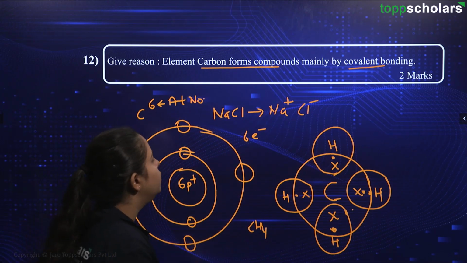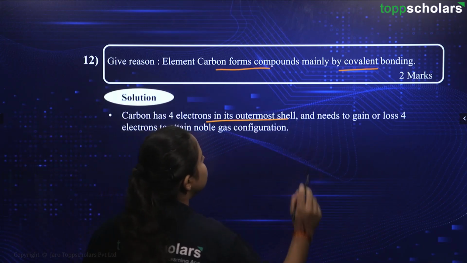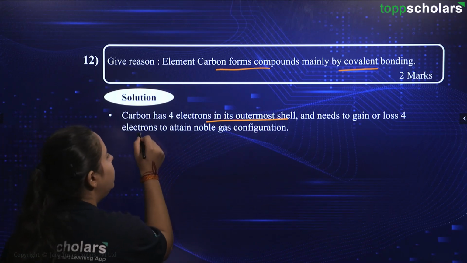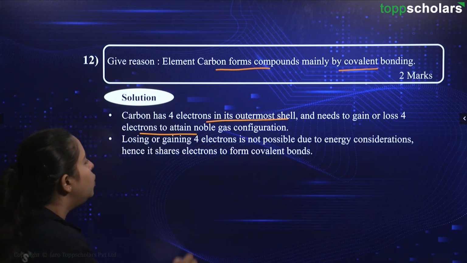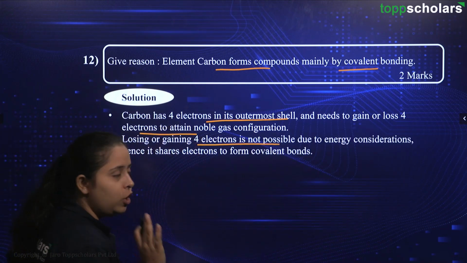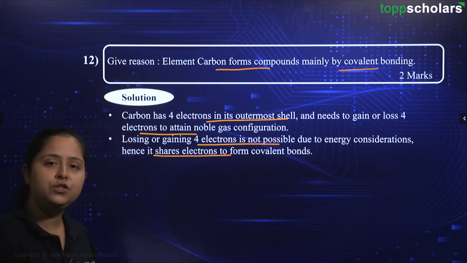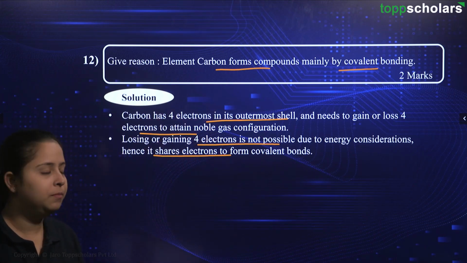Let us now have the solution part. Carbon has 4 electrons in its outermost shell and needs to gain or lose 4 electrons to attain noble gas configuration, just as we have seen. Losing or gaining 4 electrons is not possible due to energy considerations, hence it shares electrons to form covalent bonds. Hence, it opts out of ionic bond formation.